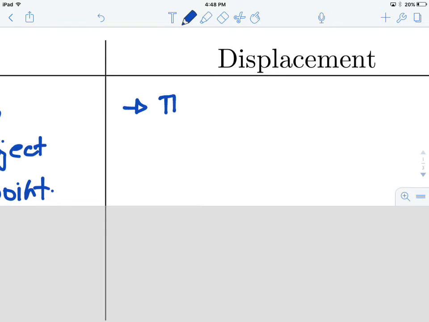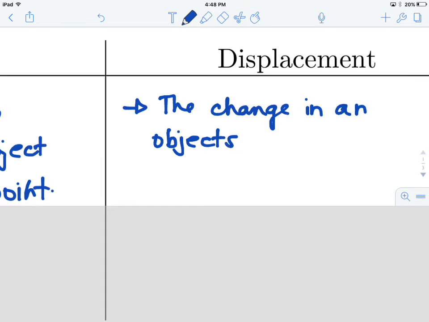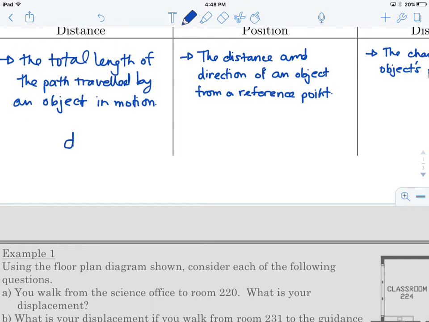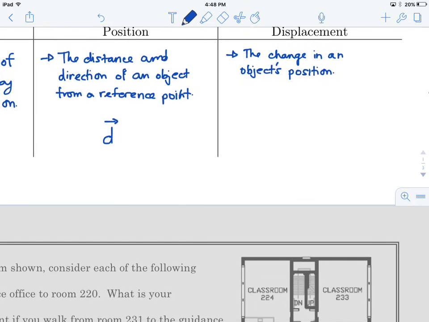Displacement is the change in an object's position. Okay? And so if we want to talk about what these things are, distance is d. Position is a vector, and displacement is change in position.